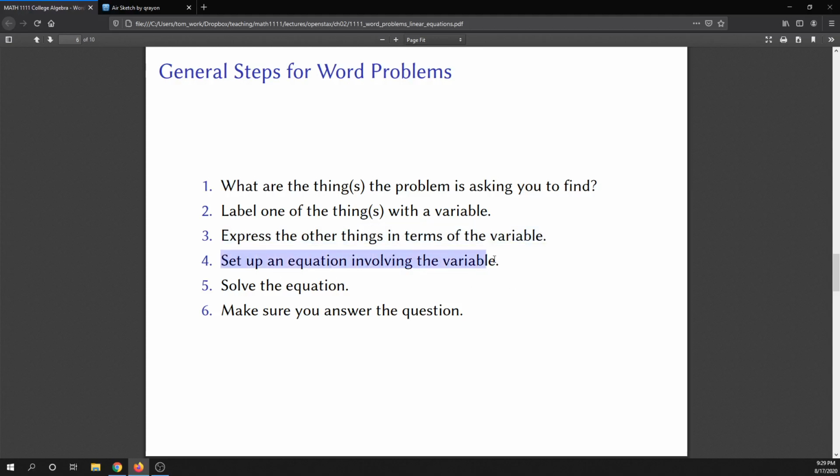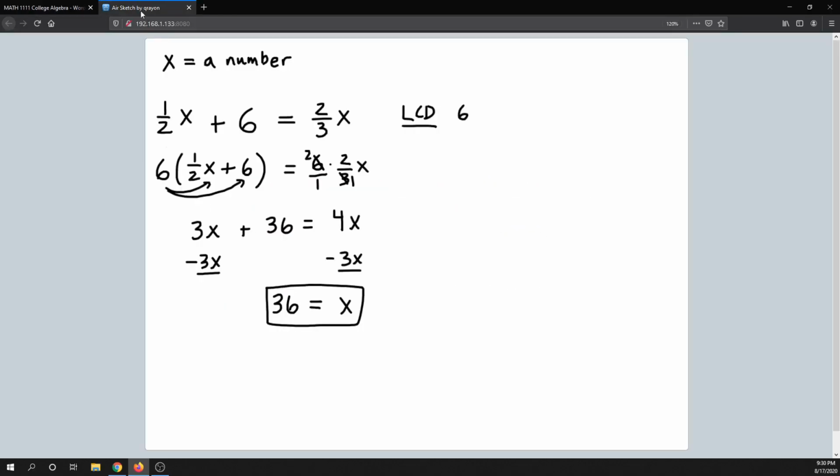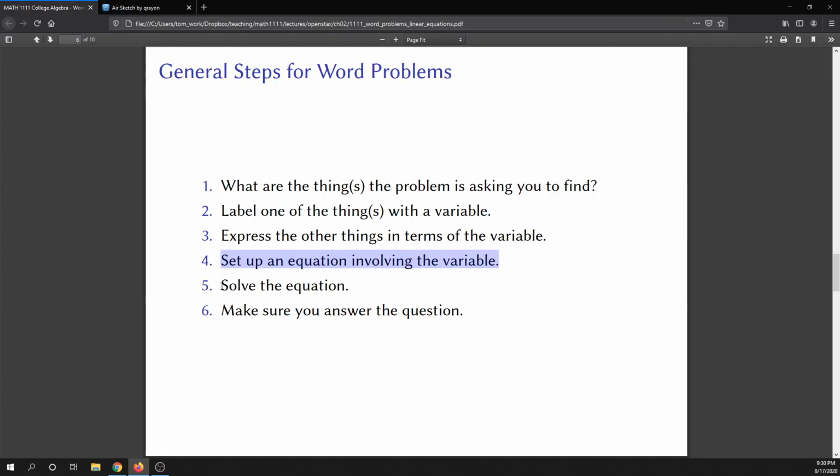Step 4, set up the equation involving the variable. That's the hard part, right? Is doing the little translation. That takes working through the statement of the problem and translating it over into the corresponding statement in math. Next up is solve the equation, right? So work that out. That's stuff that we've covered in previous videos and previous lessons.